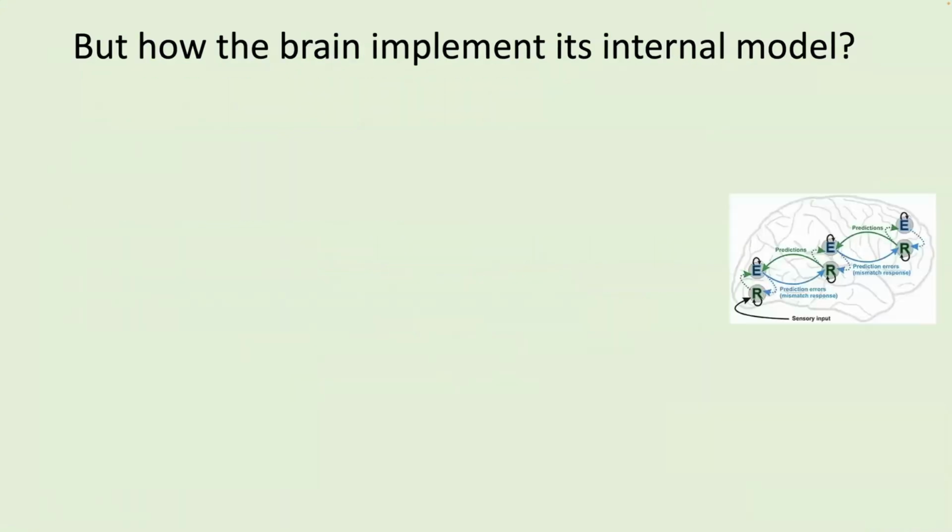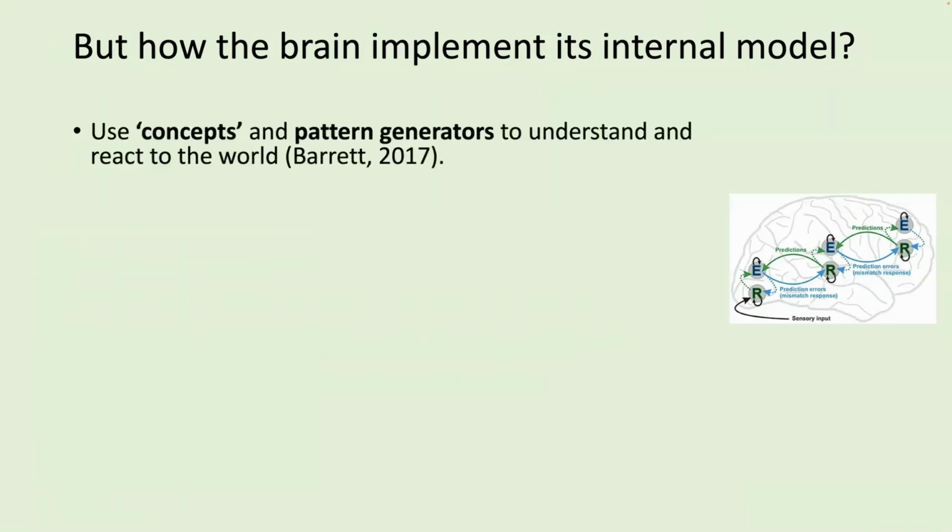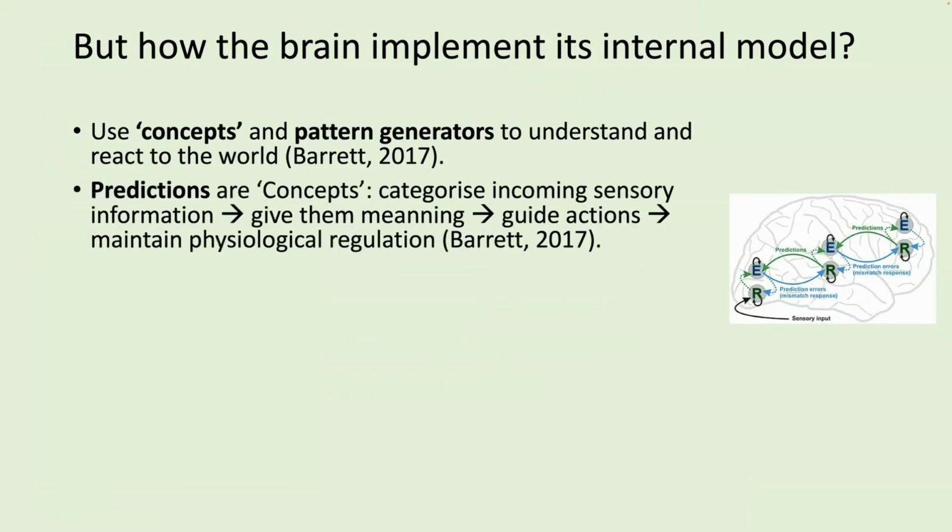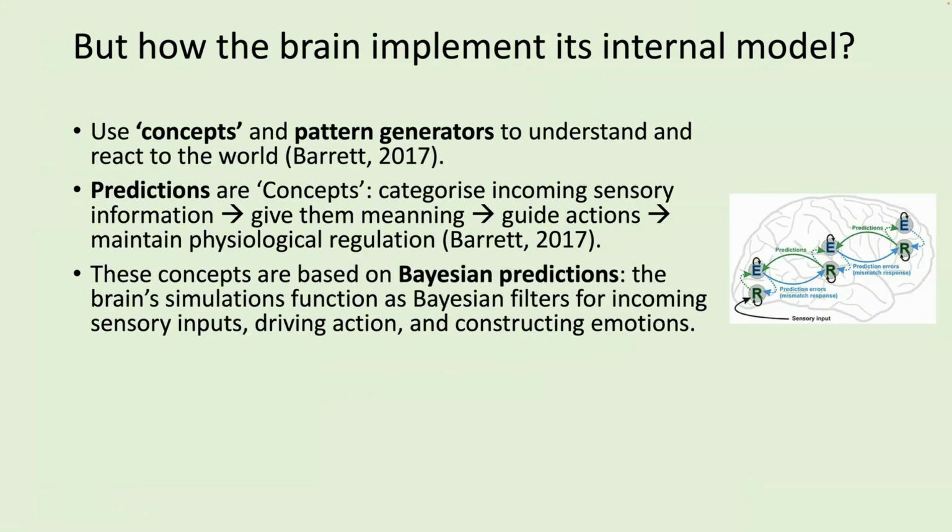But how does the brain implement its internal models? The brain uses concepts and pattern generators to understand and react to the world. Predictions are concepts. These concepts help the brain to categorize the incoming sensory information, giving it meaning and guiding actions to keep physiological regulation. These concepts are constructed from Bayesian predictions. The brain's simulations function as Bayesian filters for incoming sensory inputs, driving actions and constructing perceptions. This is also called predictive coding.